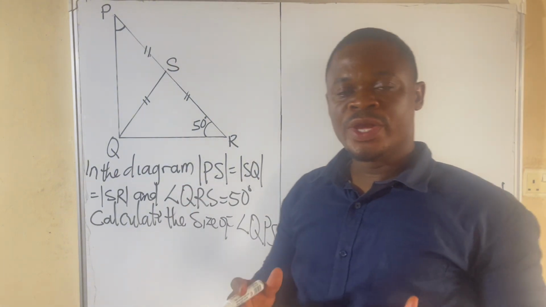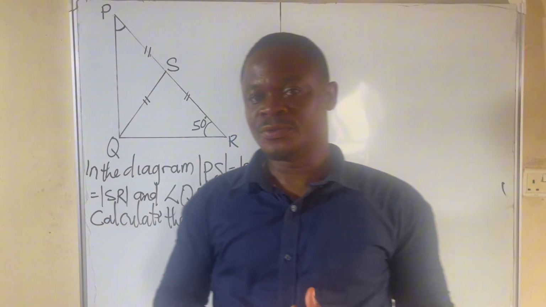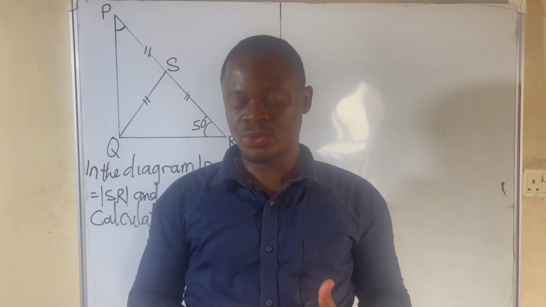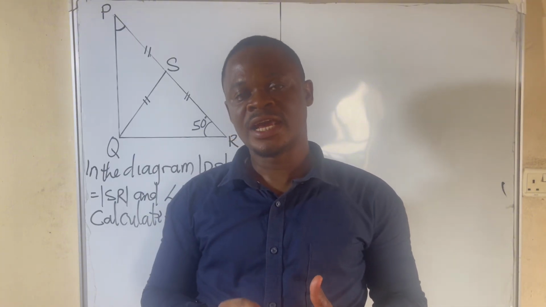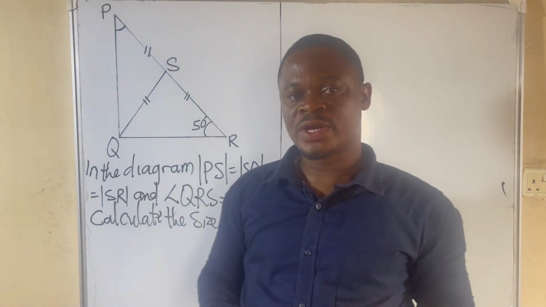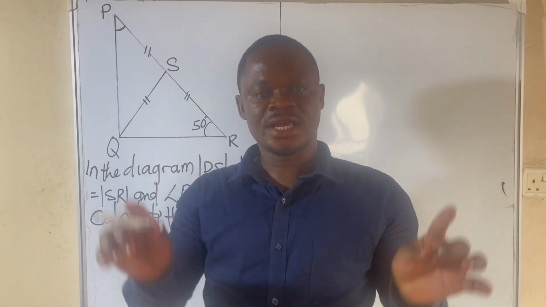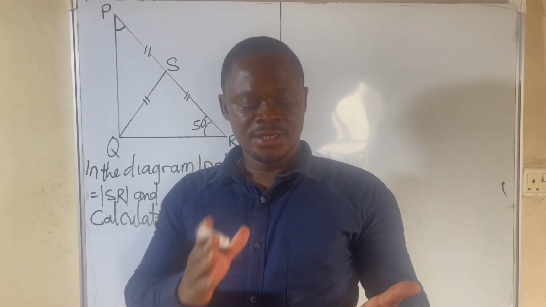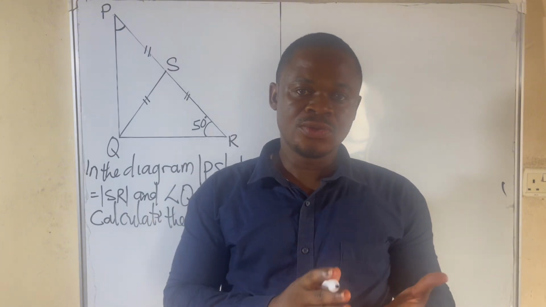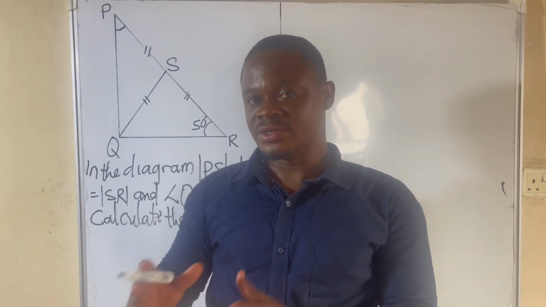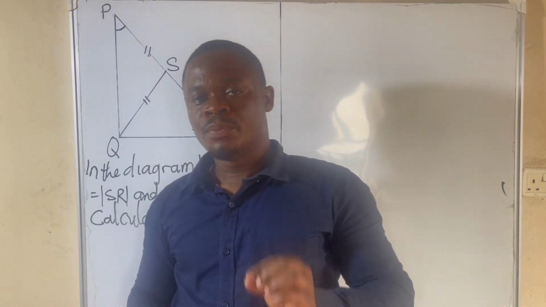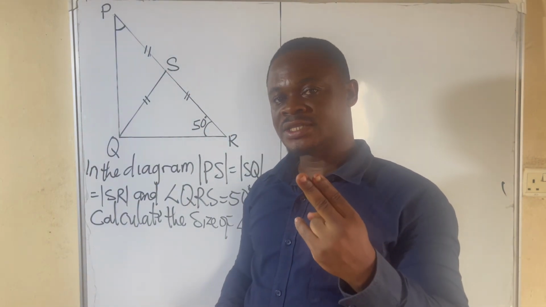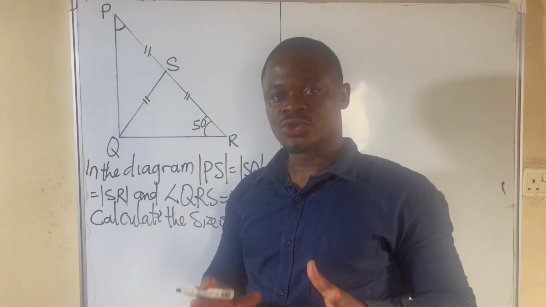So we know the different types of triangle. We have the equilateral triangle, the isosceles triangle, and the scalene triangle. For an equilateral triangle, all the sides are equal, meaning that all the angles are also equal, which is 60 degrees. But for an isosceles triangle, only two sides are equal, and two angles are also equal.